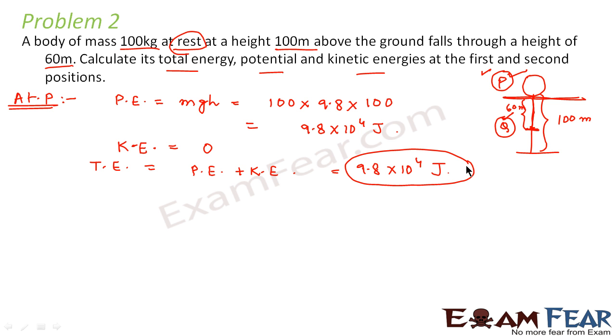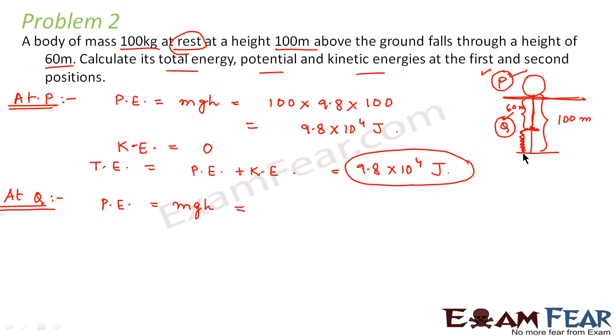Now let us look at the second position. Now we will talk of the second position, that is at Q. Point Q is the second position. Now in this case, what will be the potential energy? So in this case, potential energy will be equal to, again, potential energy is mgh. What will be the height in this case? This is the height.